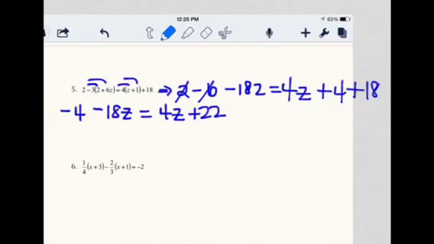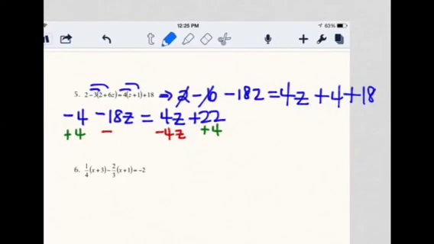Now you need to move all the z's to one side and all the constants to the other. So let us add 4 to both sides to get rid of this constant on this side, and simultaneously subtract 4z, and then let's look at the fallout.